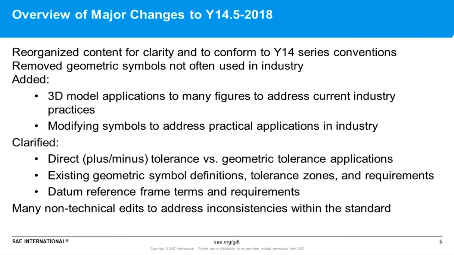In many of the figures, there were 3D model applications added to address current industry practices. There were a couple modifying symbols added to address practical applications in industry. And there were several clarifications, first one being direct plus-minus tolerance versus geometric tolerance applications. Some of the existing geometric symbol definitions, tolerance zones, and requirements were also clarified. And also in the Datum reference section, there's several terms and requirements that were clarified. And last, there were many non-technical edits to address inconsistencies within the standard.